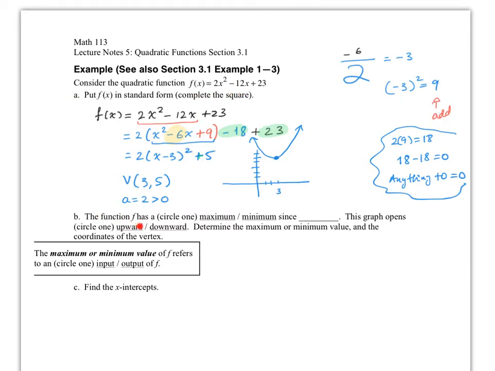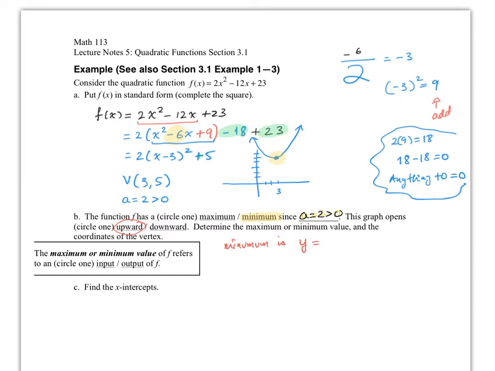For part B, it says to circle one. So this one clearly has a minimum. You can see that's the relative minimum, since A is equal to 2, which is positive, and clearly the graph opens upward. And determine the maximum or minimum value. Well, the minimum value clearly is this. So the minimum is y equals 5.